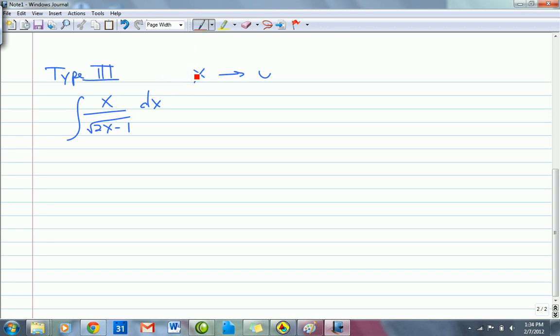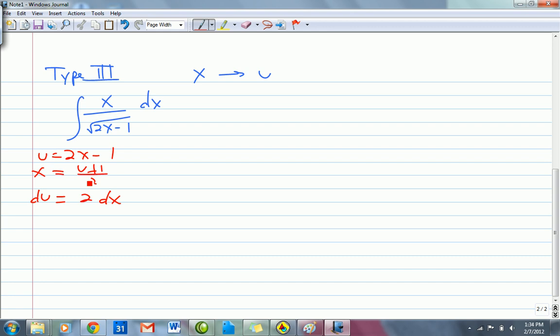But for this particular problem, we can use substitution to change the variable. So I don't know how to integrate that with x's as it stands. So let's see if I can clean that up a little bit. So if I let u be my 2x minus 1, then my differential u is going to be 2 dx. But what I can also do with my u is solve that for x, if I want to. So if u is 2x minus 1, that makes x u plus 1 all over 2.